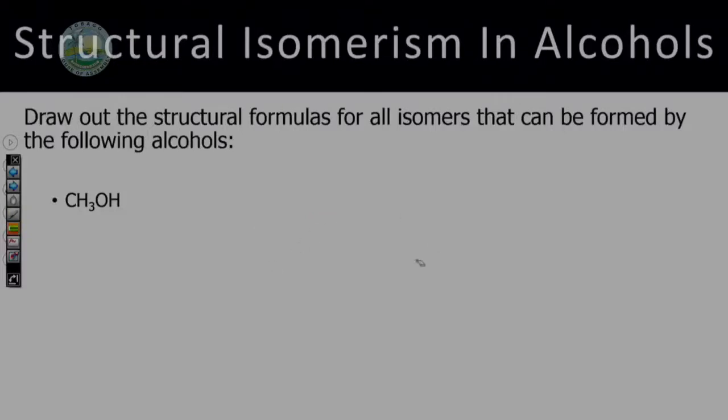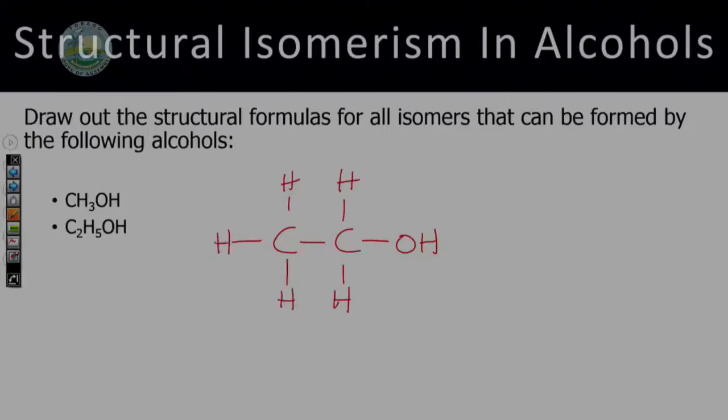Let's see if we can have an isomer forming from the second one. The second alcohol we have contains 2 carbons. So we draw them out, 2 carbons. We know alcohols have an OH group, so we put the OH group, and there are 5 hydrogens. We put them in: 1, 2, 3, 4, and 5. We place the hydrogens in, and we observe. Is it possible to have an isomer?